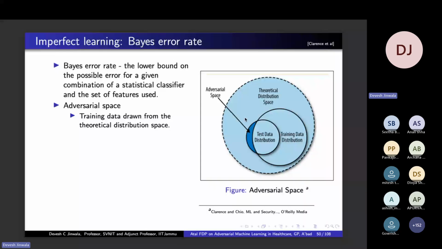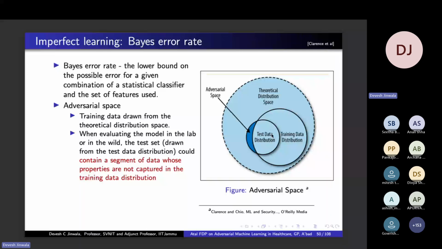So that's what is shown here as what is shown in blue is adversarial space, which is controlled by the adversary. And if that is used during testing phase, then you would assume that your machine learning model will not work properly. So when evaluating the model in the lab or in the wild, the test set, which was drawn from the test data distribution, may contain a segment of data whose properties are not captured during training of the machine learning model. And because of that, the machine learning model fails. So these blind spots are actually exploited by the adversary. So I'm trying to give you some foundations on what adversarial machine learning rests on.